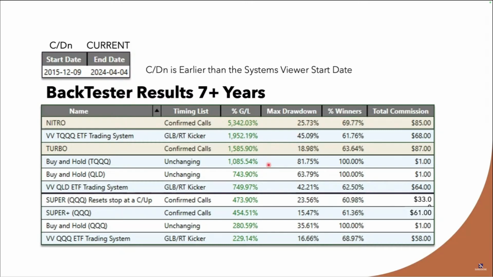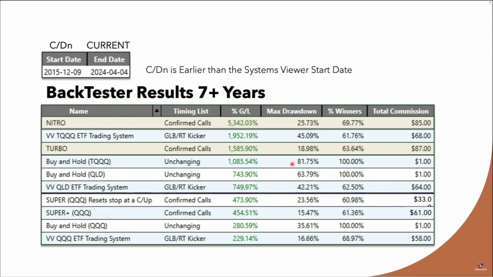So if we go down the list here, you can see for yourself the performance. But what really gets me is what buy and hold was for TQQQ and QLD. You got a darn good return with the buy and hold, but you would have suffered through an 81% maximum drawdown.